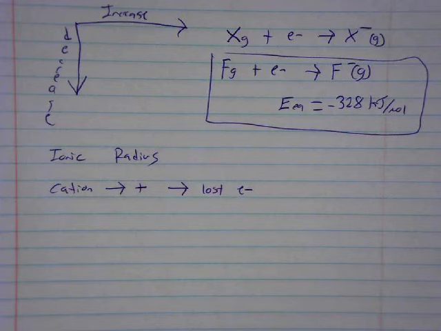And if it lost 1, it would still marginally decrease, because it has more protons. Now it has an imbalance of protons, which pull it in more.